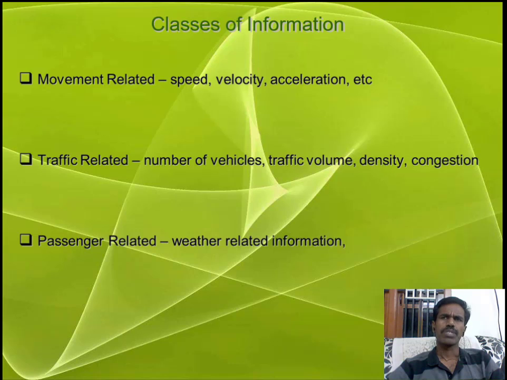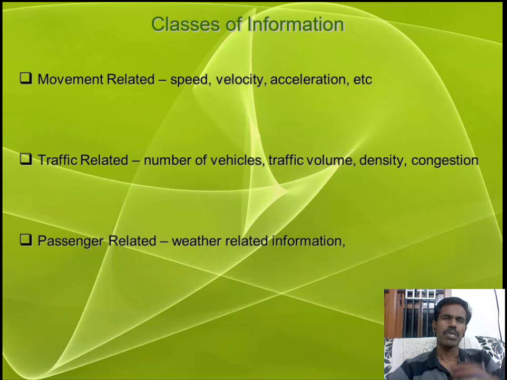This is the classification of the information. We are going to get a lot of information from the vehicle. Movement related information is speed, velocity and acceleration. Traffic related information is number of vehicles, traffic volume, traffic density, and traffic congestion. And there is passenger related information and weather related information. All those informations are available in the vehicle.